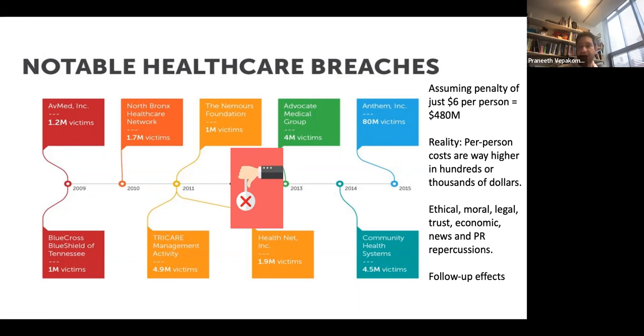At the same time, the even bigger issue is beyond the monetary costs. You have ethical, moral, legal, trust issues that follow up regardless of the monetary cost. And there's a lot of bad news and PR repercussions as well. So this is the follow-up effects of having a privacy breach, for example. At the same time, some of the industries are regulated with higher requirements of privacy. Some industries are less regulated. Regardless, a breach is a breach, and it doesn't matter whether the privacy of a person from one strata has been breached versus a privacy from some other geography has been breached. It's still privacy per person.